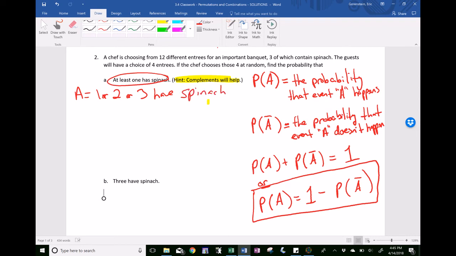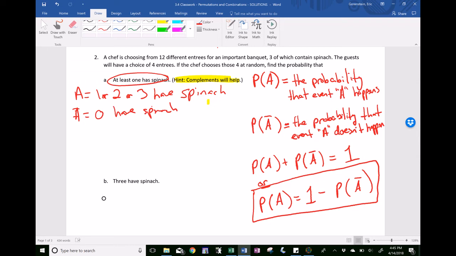Now, the complement is given by A bar. The complement of at least one has spinach, you can think about it in terms of opposites. The complement would be none have spinach, or 0 have spinach. The benefit of using a complement when it applies is that sometimes the number of ways your event does not happen is easier to count than the number of ways your event does happen. In this case, the complement, none have spinach, is easier to deal with because there's only one case.